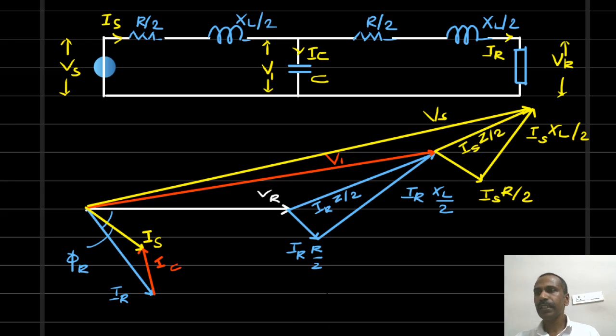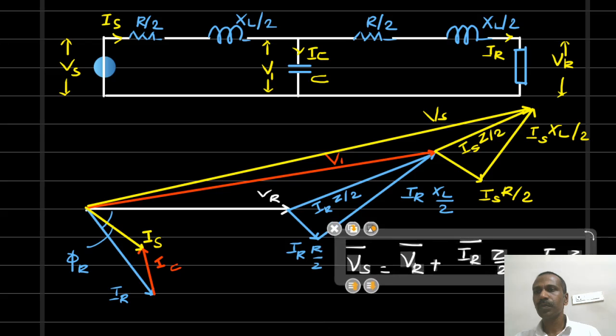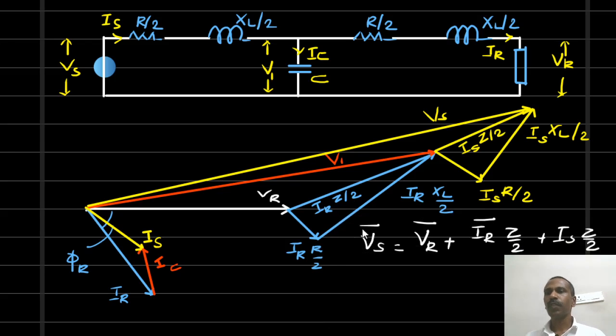So from this we can write Vs is equal to VR plus, as polar vectors, IR into Z by 2, which is the drop on the right side of the line, plus IS into Z by 2, which is the drop on the left side of the line. So from this expression we can find out the sending end voltage Vs.